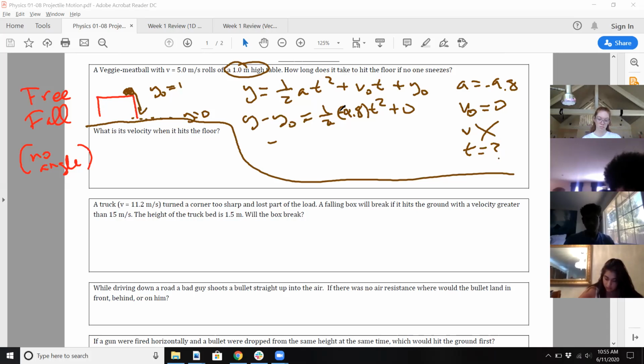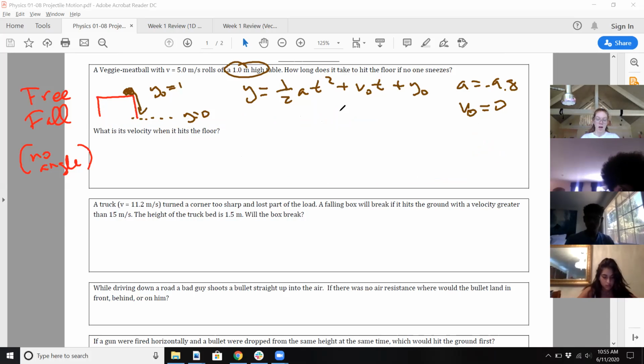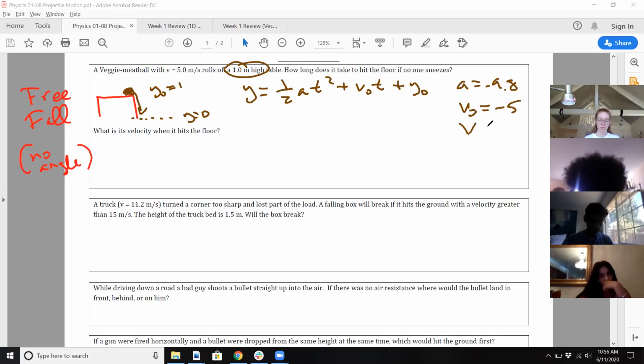But I thought it was rolling off with that speed of 5 meters per second. Oh, you're right. I didn't read that carefully. Then it is still free fall, mind you. Yes, you're 100% correct. Thank you for catching that. And it's actually pointing down, by the way, because it's going in the down direction. So you're going to have to say -5. V, I don't care. T, I want.